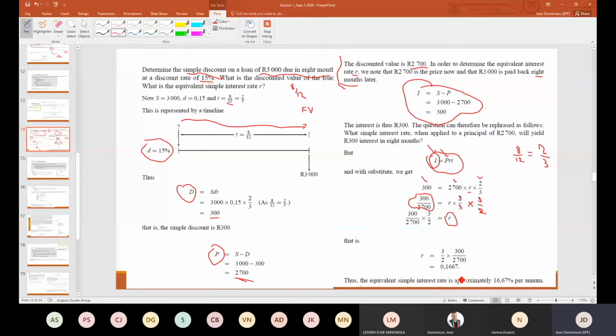But if we want to put it into a formula, we need to multiply it by 100 to give us the percentage of 16.67. So again, there are two ways of doing it. They can use your discount information to ask you to work out a simple interest rate. So I think it is also important to understand the differences between simple interest and simple discount, and that you can use the one to get to the other one.